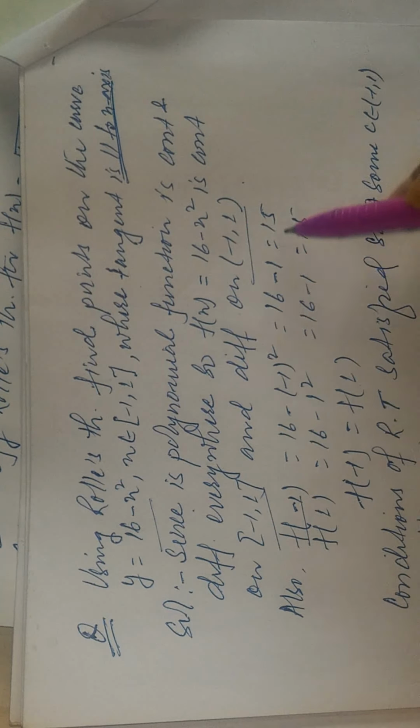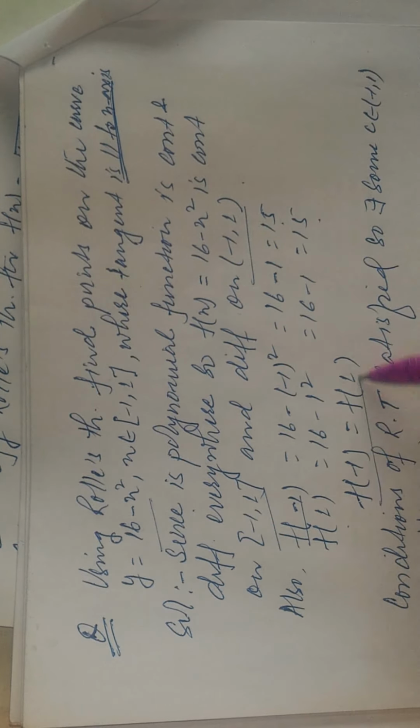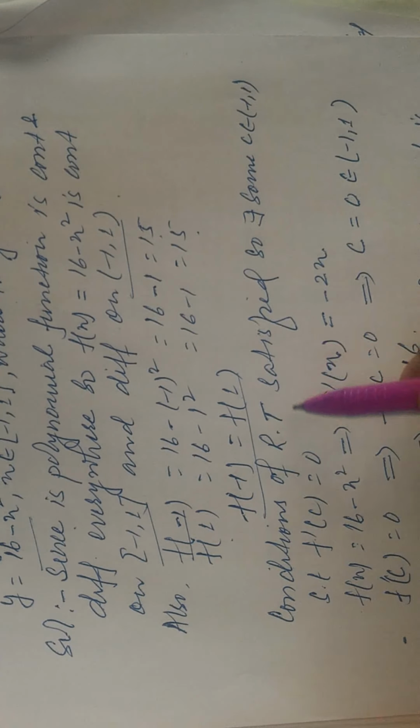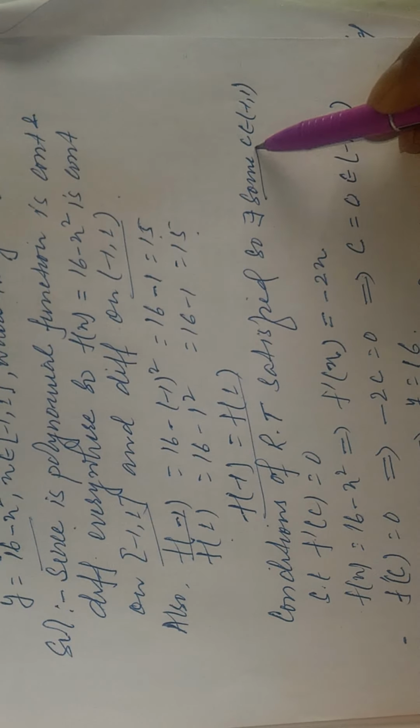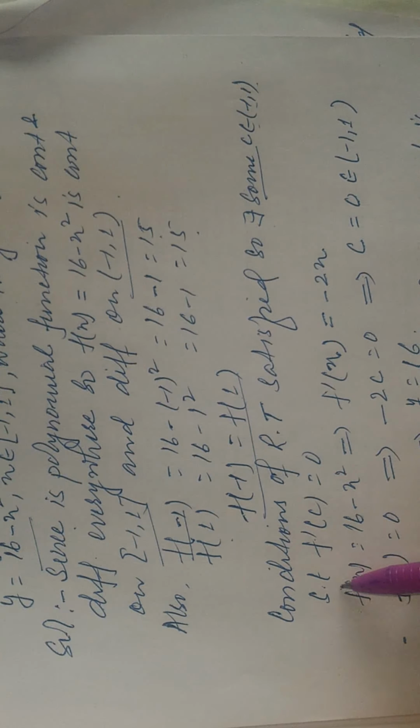f of minus 1 is 15, f of 1 is 15, so they are equal. Conditions of Rolle's theorem are satisfied. So there exists some c belonging to (minus 1, 1) such that f dash c is equal to 0. Here f of x is 16 minus x square, so f dash x is minus 2x. f dash c equal to 0 implies c is equal to 0, which belongs to (minus 1, 1). So when c is equal to 0, x is equal to 0, and we find y is equal to 16.